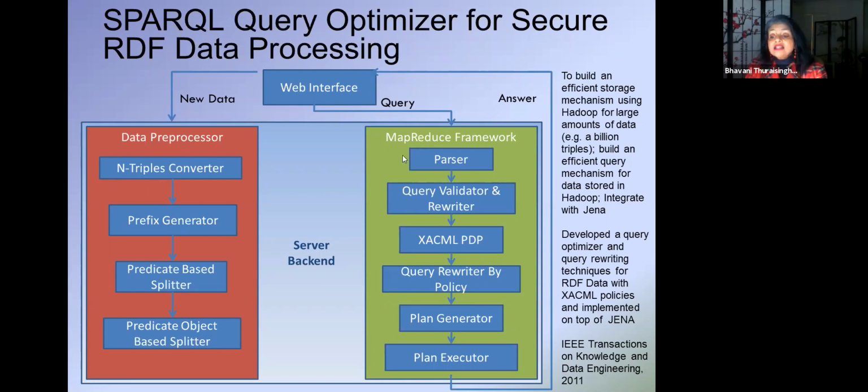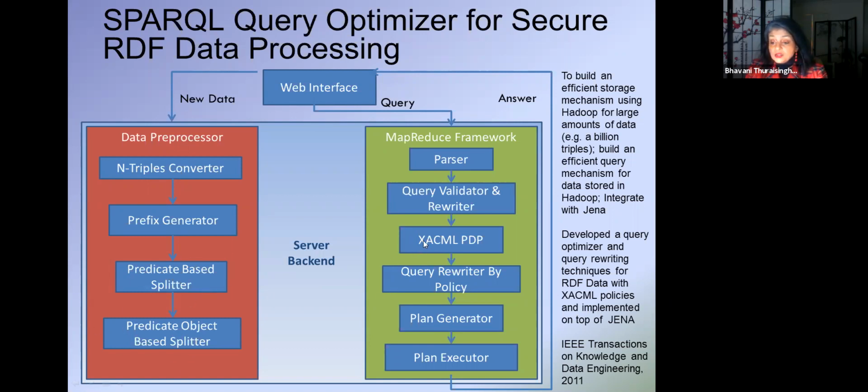On the other side is our policy evaluator, the MapReduce framework. It takes the parser, takes a query, validates and rewrites. So the challenge is to rewrite the query so that we can efficiently execute it, right? Otherwise you could ask, what's the research? Okay, rewriting the query is a big part of the research. And in this end, splitting the predicates.